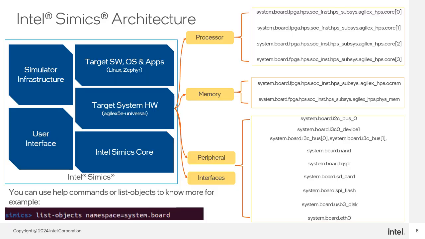The Intel Simics architecture has the simulator infrastructure and the user interface to work with the simulation of hardware and test software applications. The Intel Simics core provides simulation services through the Intel Simics API. The Intel Simics API offers a large set of functions that are used to interact with the simulator.